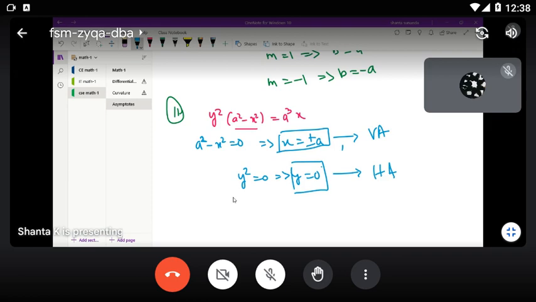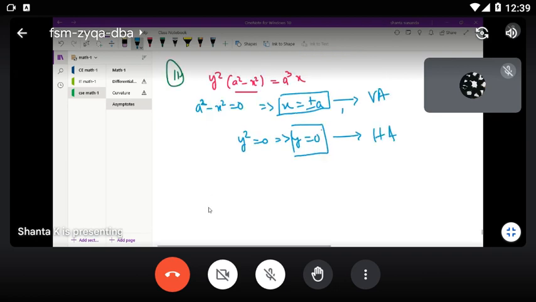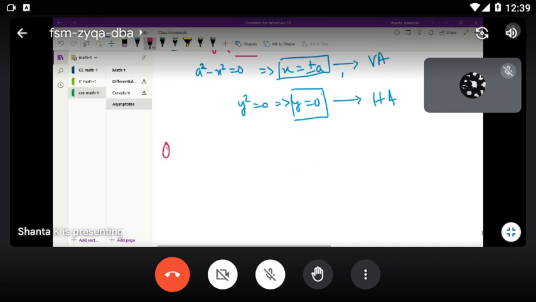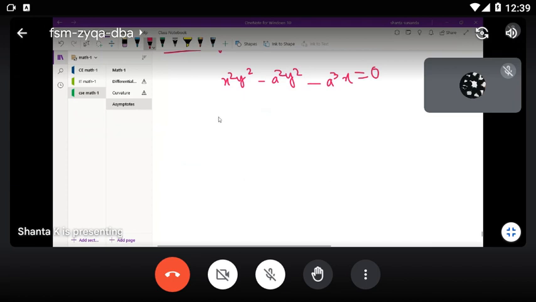I'm giving you a different formula for the oblique asymptotes, because if you proceed in the same way, you may not get it. If you put y equals mx plus b, the equation becomes x square y square minus a cube x equals 0. Let's substitute first.